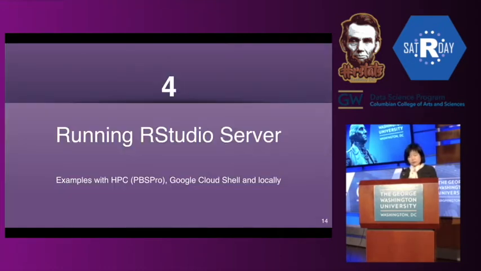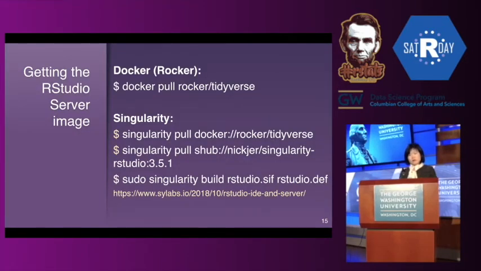So I'm going to talk about how to run RStudio Server on these containers. To do this, first you need to pull the image or build the image. This is the same whether you're going to run it locally or remotely. For Docker, you can just pull it from Docker Hub. So you just do docker pull of the image name, and you get the Docker image, and then you can run it. For Singularity, you can also pull it from the same Docker Hub to get the Singularity image, or you can pull from the Singularity Hub if it's hosted there.